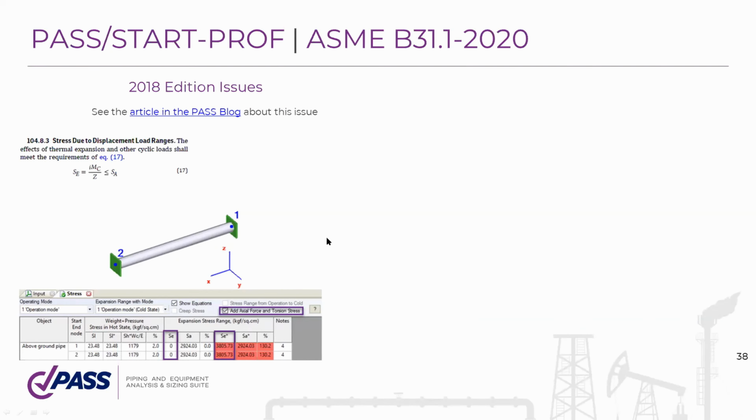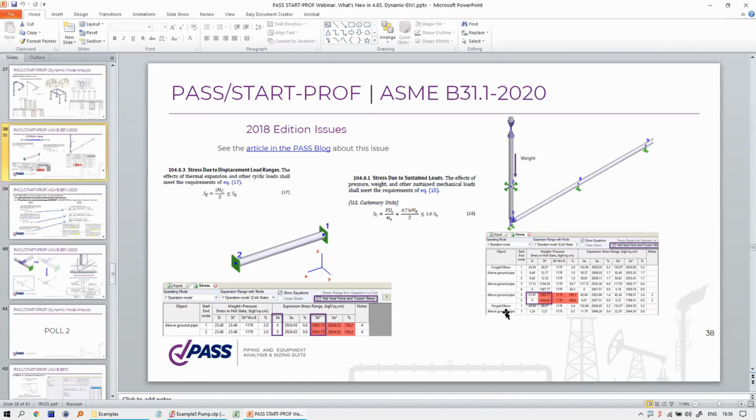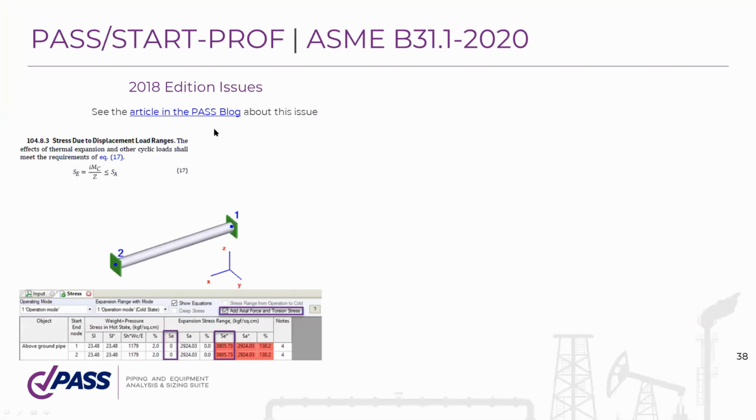So let me check the next feature of START-PROF, which is the new ASME B31.1 code for power piping systems. I will remind you about the issue of the previous edition that is described in my article that you can find in our blog at psu.com website.